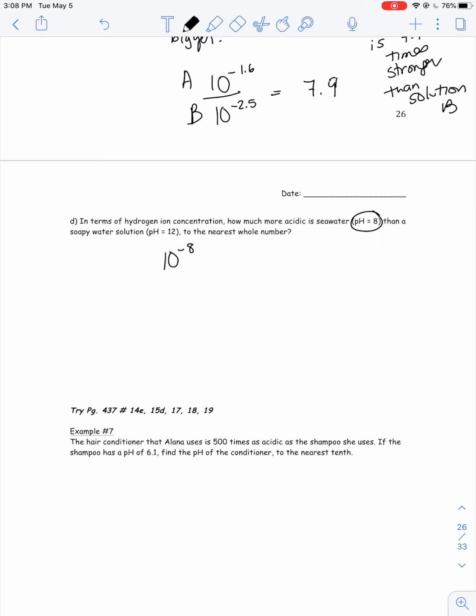Next one, we're doing the exact same thing. They just want our answer to the nearest whole number. So we're going to take one pH, which is 10 to the -8, and the other pH, which is 10 to the -12. So we always put the negative in front of the pH. And we're going to take the bigger one, which is the -8, over the smaller one, which is -12. You're going to divide them in your calculator.